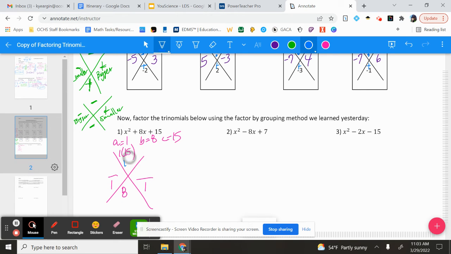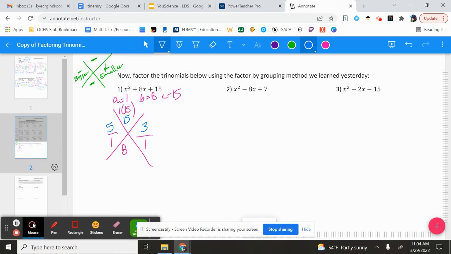This becomes a lot easier because 1 times 15 is just 15, and I can easily say, oh, well, 5 times 3 is 15, and 5 plus 3 is 8. Also, this becomes easier because when I get ready to use the swing method, I don't have to worry about reducing, because it just becomes x plus 5 and x plus 3.